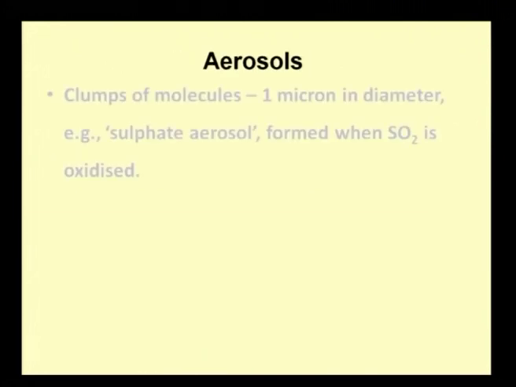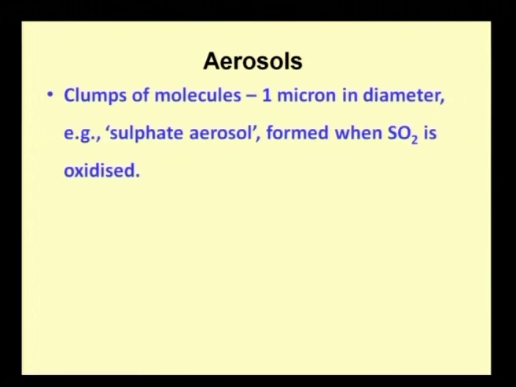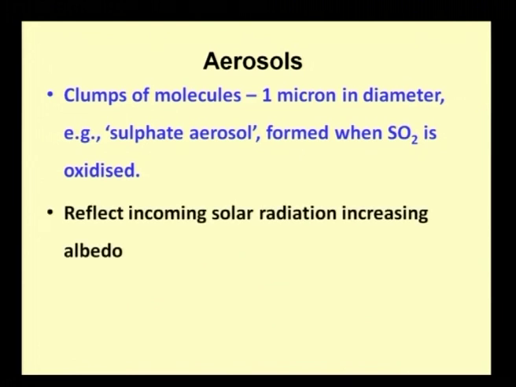And the aerosol, see, what is the aerosol? They are clumps of molecules 1 micron in diameter. 1 micron means 10 power minus 6 meter, that is called 1 micrometer or micron, and therefore, they are clumps of molecules in the micrometer range. And the sulfate aerosol is formed when sulfur dioxide is oxidized, and they reflect the incoming solar radiation, and they increase the albedo.